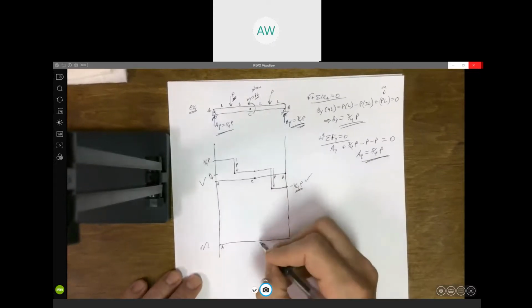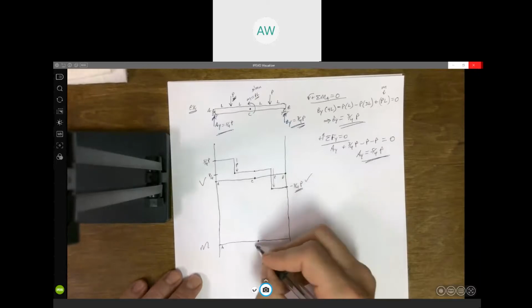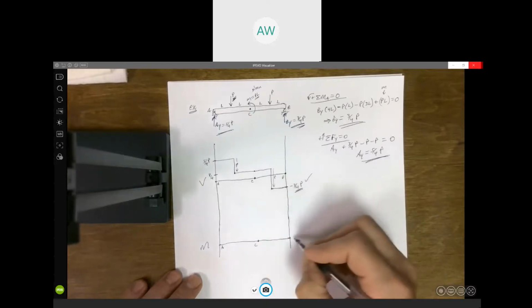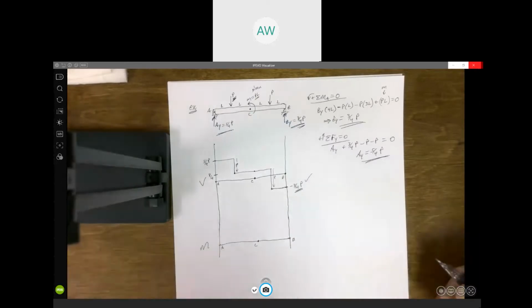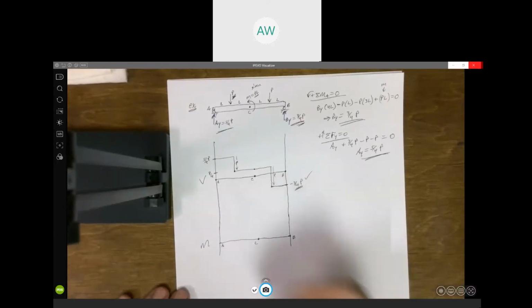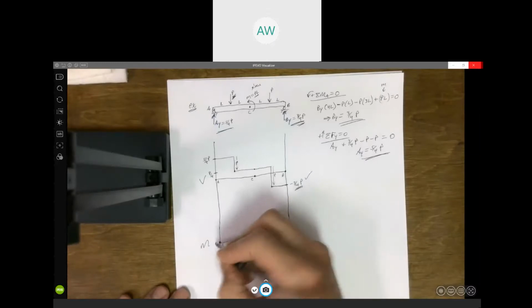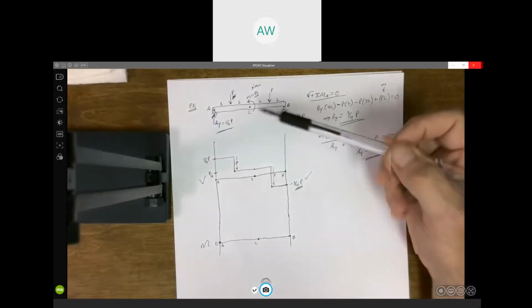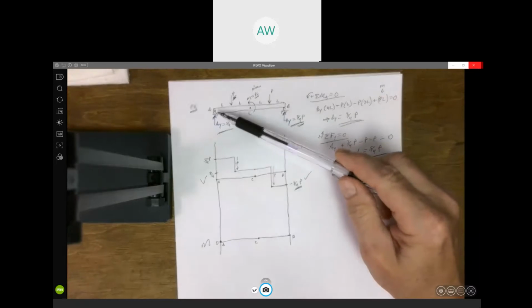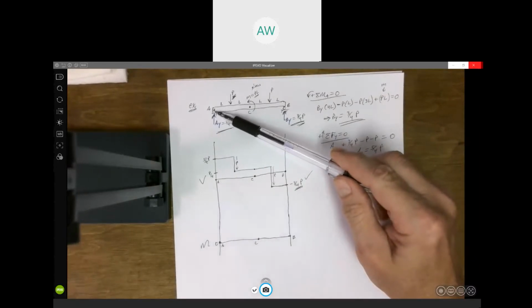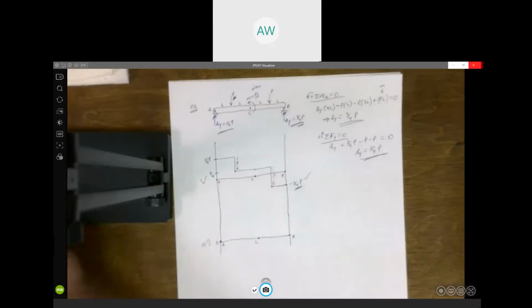Yeah, I'm going to label our points here. So we know moment at the end is going to be 0. There's no fixed support here. There's no applied moment there. Moment 0. Now we're going to go up.